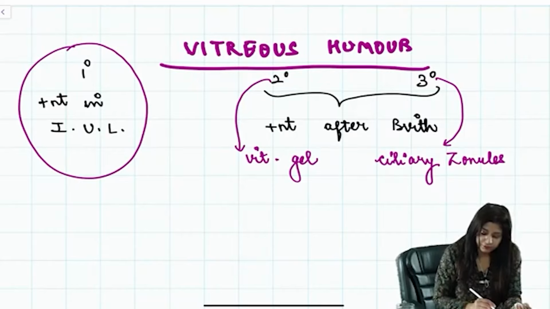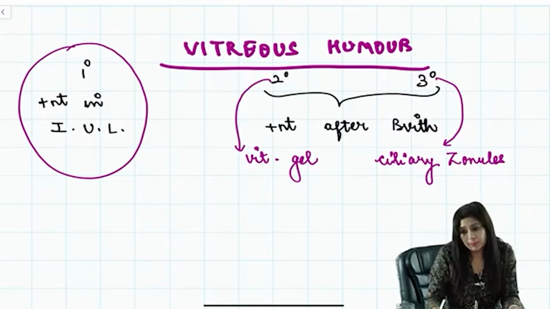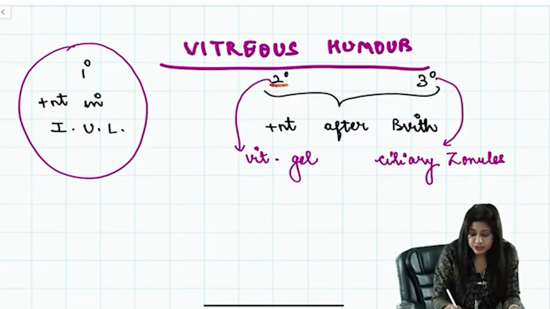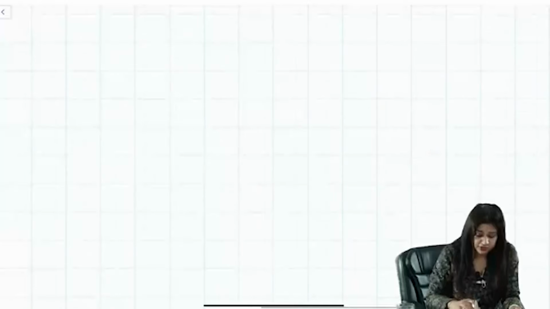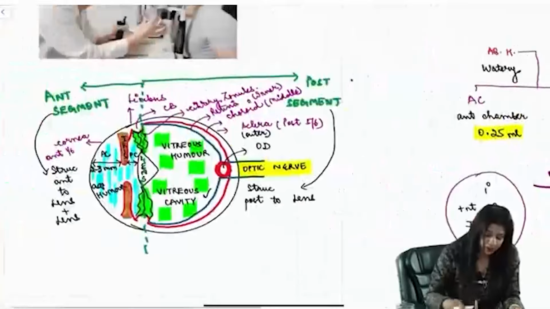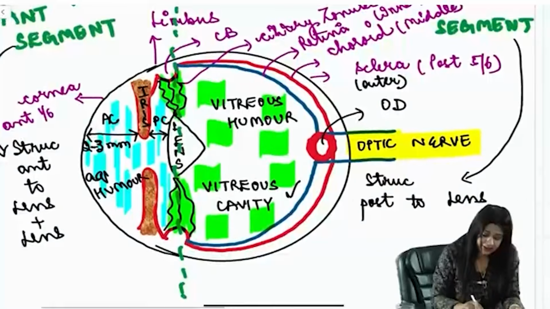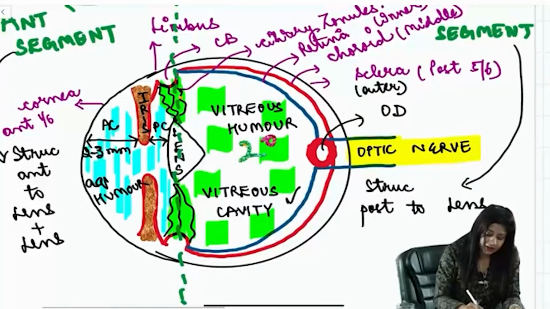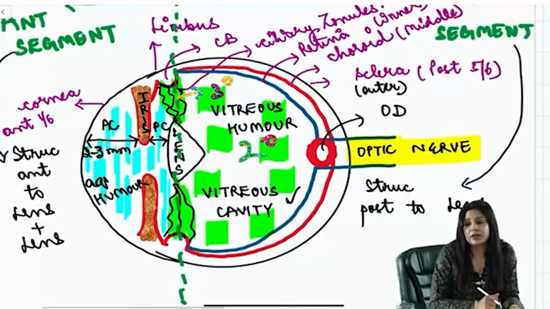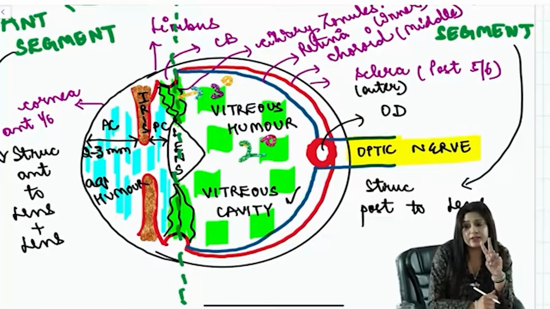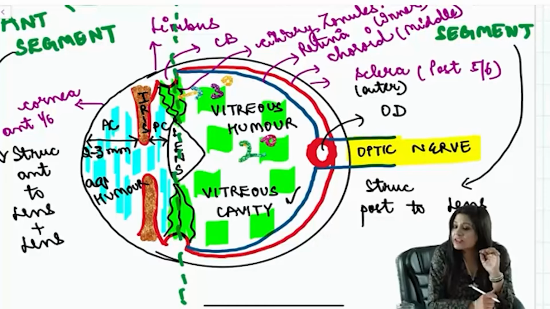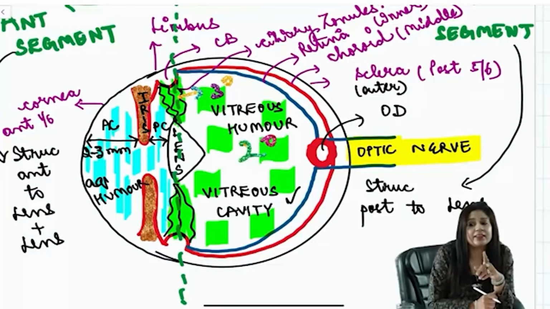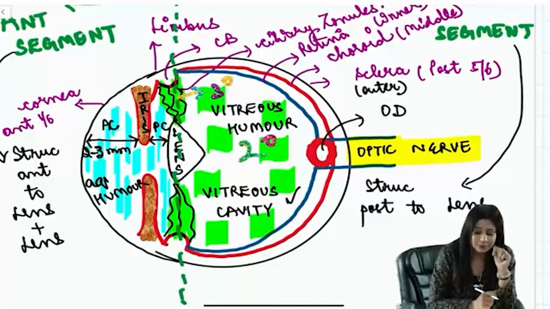Secondary is produced by vitreous gel. Secondary and tertiary both are vitreous which are present after the birth. So this gel-like thing which is present, this is secondary, and this is tertiary. After birth, we have two things now. One is the ciliary zonules and one is gel-like thing. So the gel one is secondary, and zonules are tertiary vitreous. Okay?